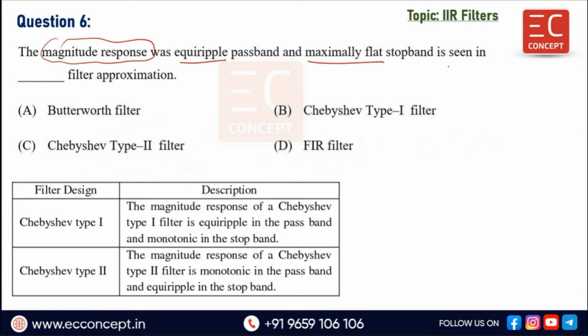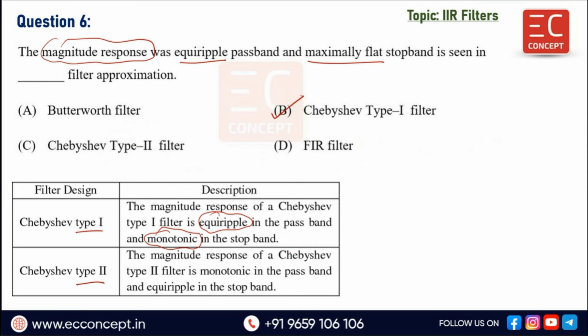I have given some information for both type 1 and type 2, okay? The magnitude response is equiripple in the pass band and monotonic in the stop band. Monotonic means almost flat, okay? So option B is correct, that is Chebyshev type 1.